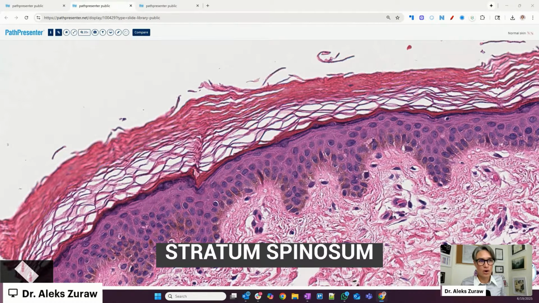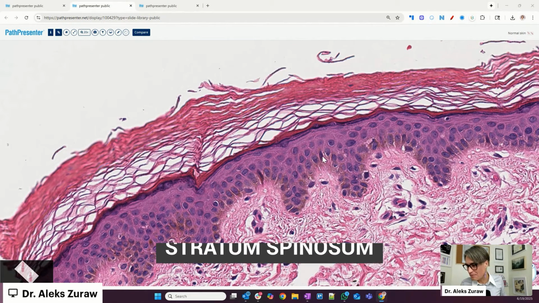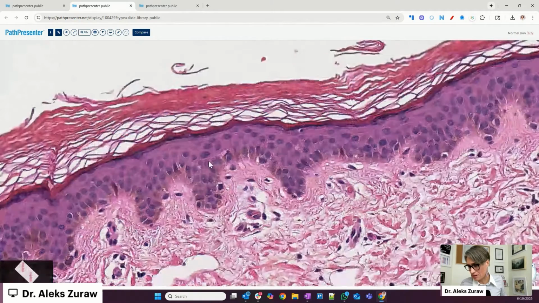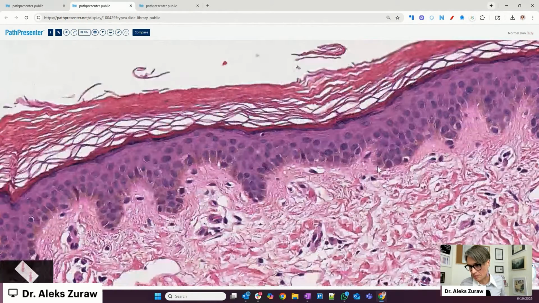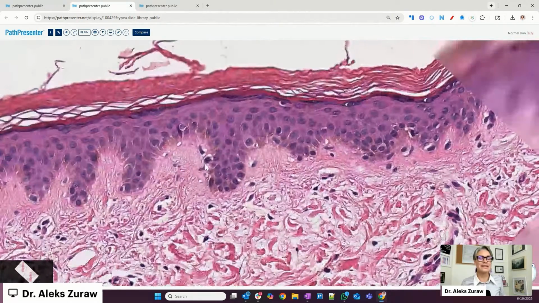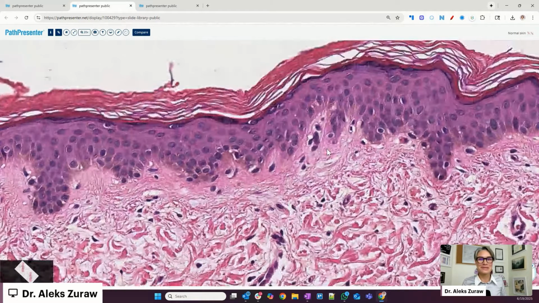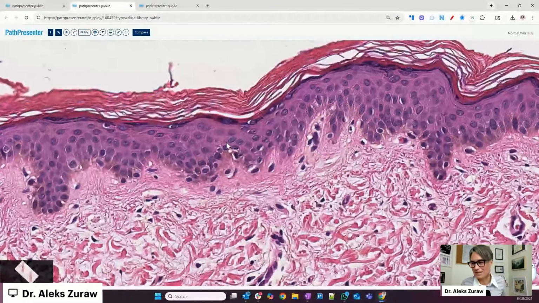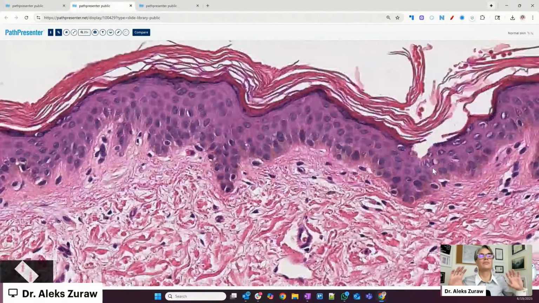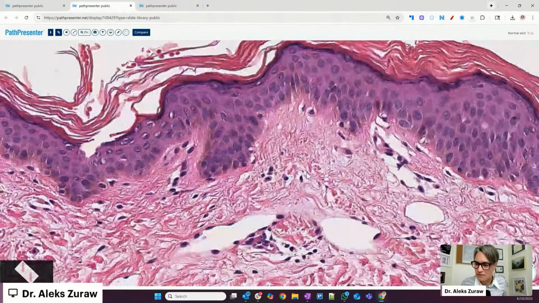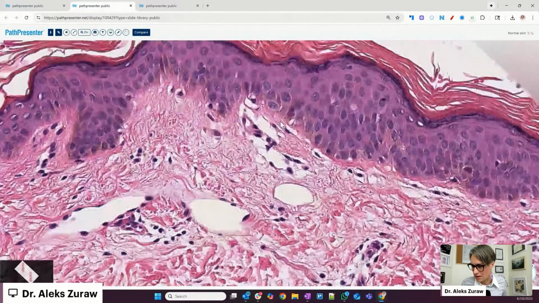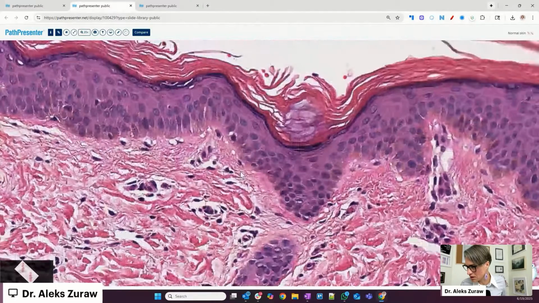Then stratum spinosum are these spiny cells. Let's see if we actually see any spiny cells. Often with these descriptions of different layers, you're not gonna have them very literally depicted in every slide. So I always take the appearance as the most perfect appearance, but I want to find some cells that are like spiny.